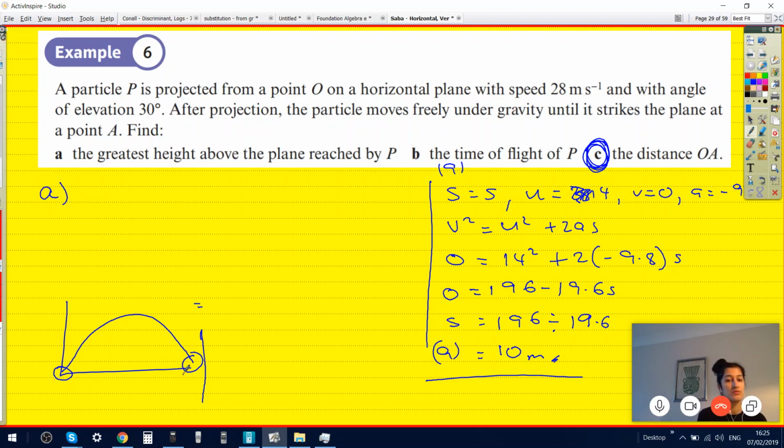Okay, so for the entire thing, let's see. What if we were to resolve horizontally? So we need the distance s equals vt. No. So we could resolve vertically. So we don't know v. U is 28 sine 30, which is 14. So u would be 14. Yeah.